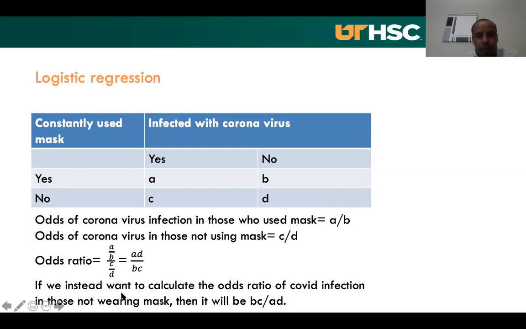So if we instead want to calculate the odds of COVID infection in those not wearing masks, then it will be BC over AD. If we instead wanted to calculate the odds of being infected with coronavirus in those not using masks, that means those who did not use a protective measure, the odds ratio would be calculated by dividing BC over AD.